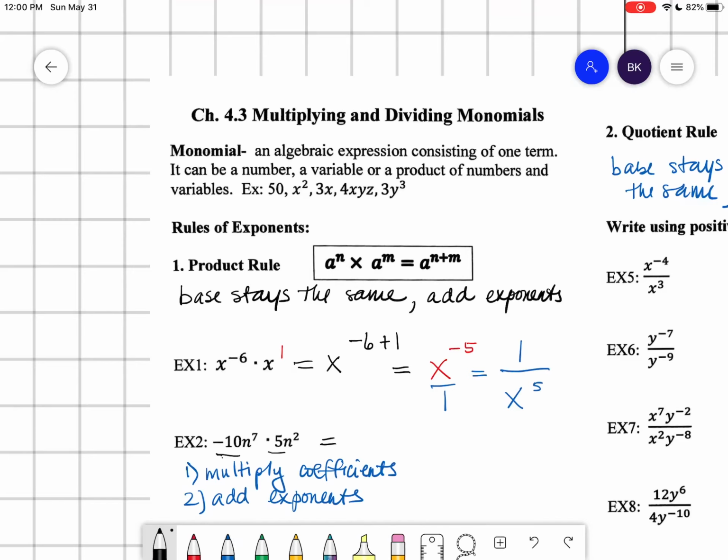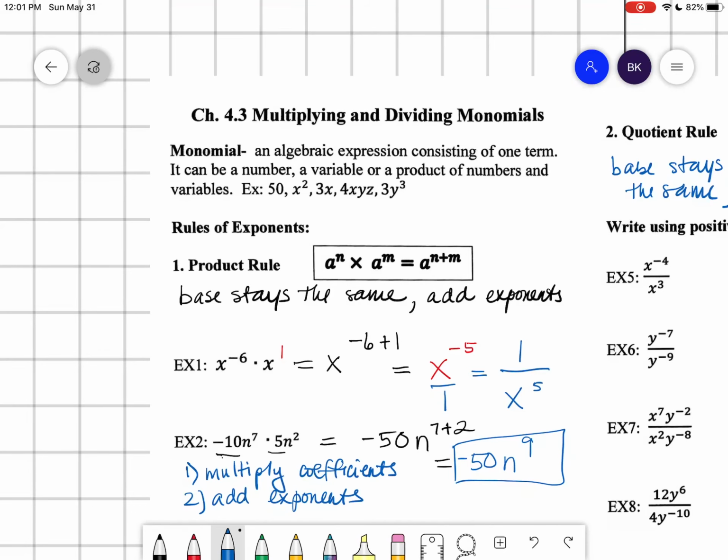Let's take a look at the second example. I do see we have coefficients, negative 10 and positive 5. So the rule is we're going to multiply the coefficients and then multiply the same base, keeping the base the same and adding the exponents. So negative 10 times 5 is going to be negative 50. And then the base n stays the same and it's going to be 7 plus 2. And we're going to write our answer right here, and that's going to be negative 50 n raised to the 9th power. And that's your final answer.